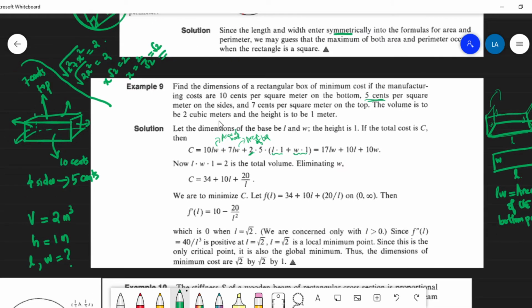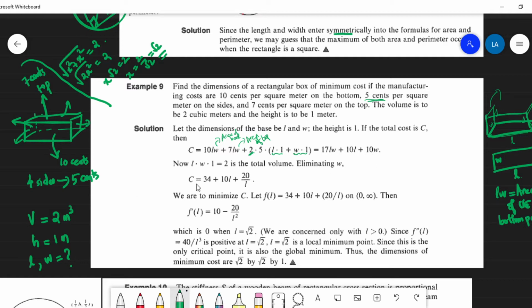Now we know that the volume of this rectangular box is 2, and the volume of the rectangular box will be the length of the base into the width of the base into the height of the rectangular box. So that is L into W into the height, which is 1, that is equal to 2. From this you can write W is equal to 2 divided by L, and you can substitute W equal to 2 divided by L in the equation of C.